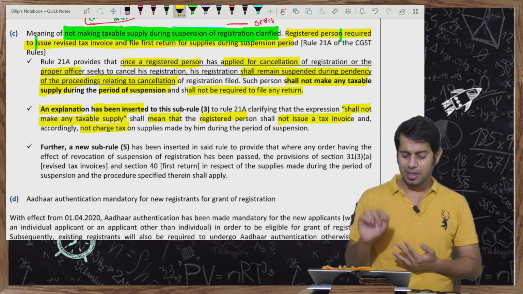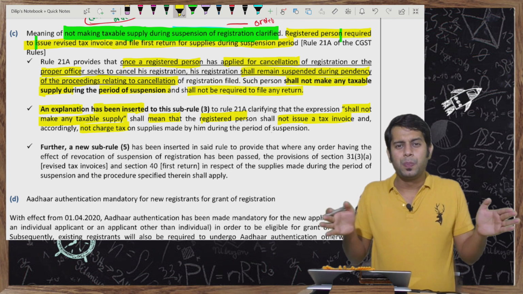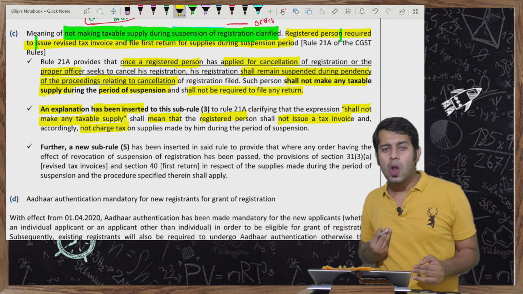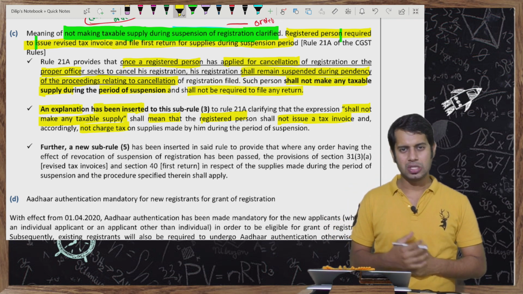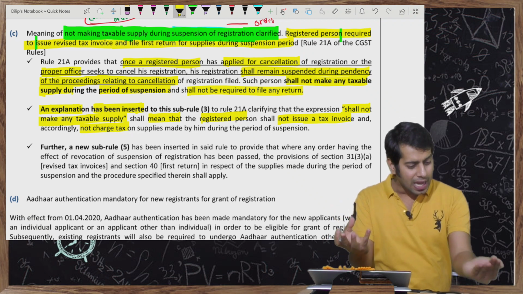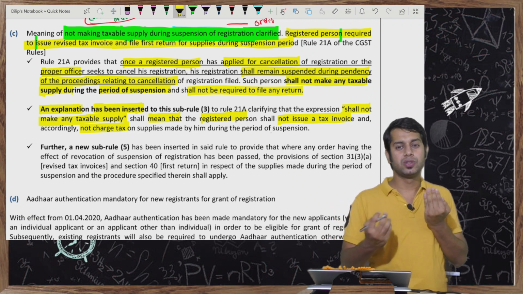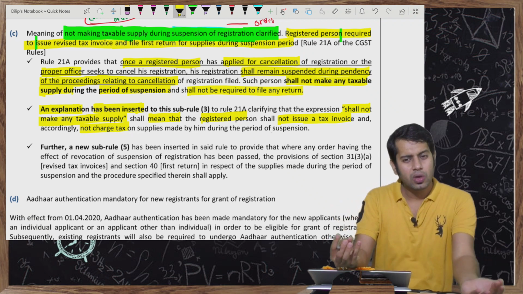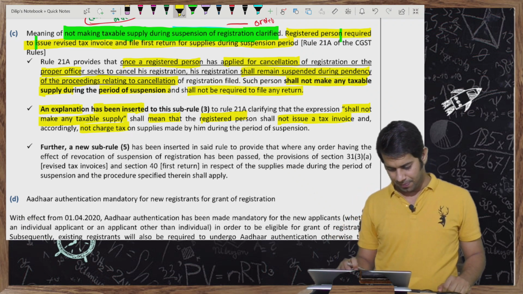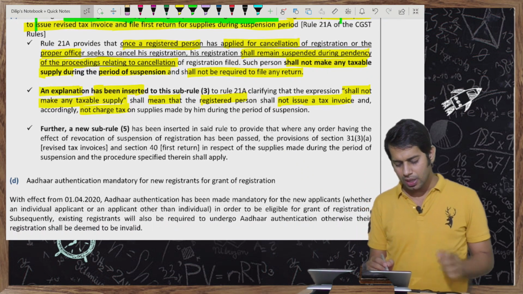This means that during this period of suspension you cannot issue a tax invoice, and you cannot collect taxes on your supplies.